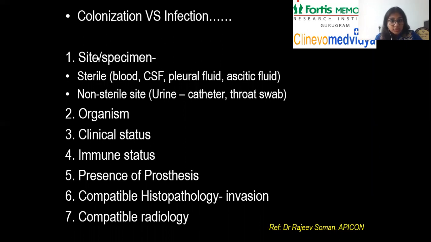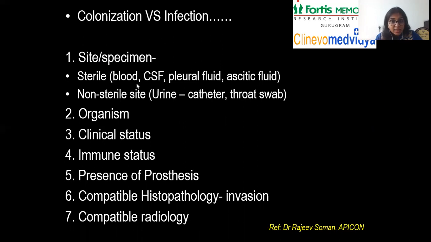And the various factors which will help us in differentiating include what the specimen is, whether it's a sterile specimen or a non-sterile site. For example, the sterile specimens would be blood, CSF, pleural fluid, pericardial fluid, ascitic fluid, whereas the non-sterile sites would include a urinary catheter and a throat swab. These are the non-sterile sites.